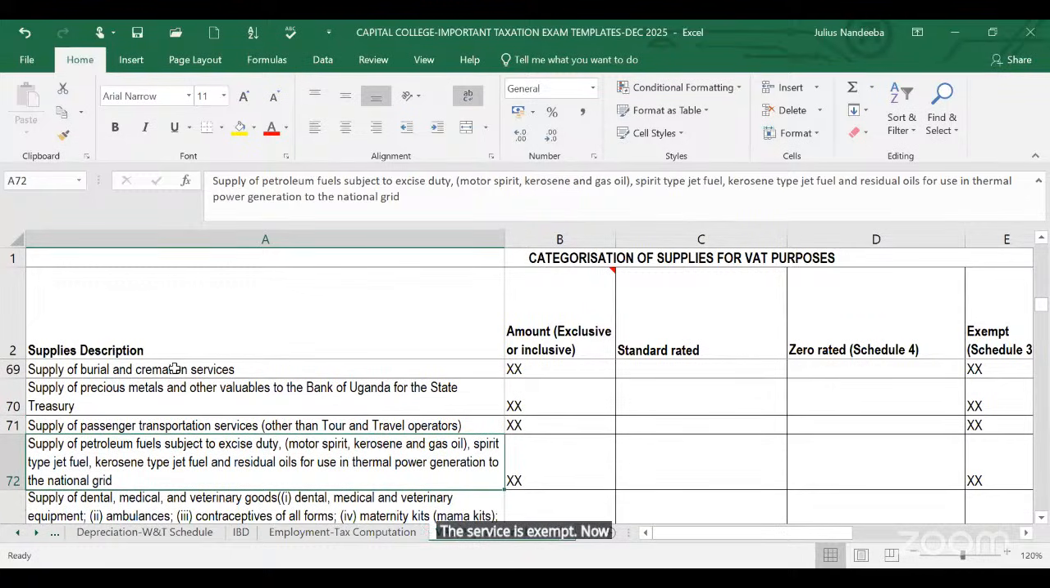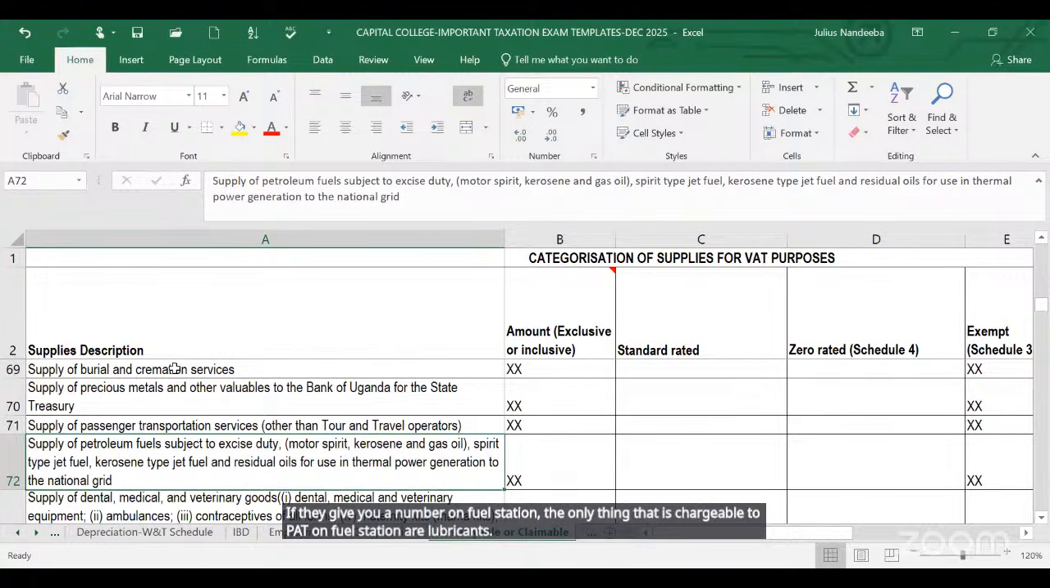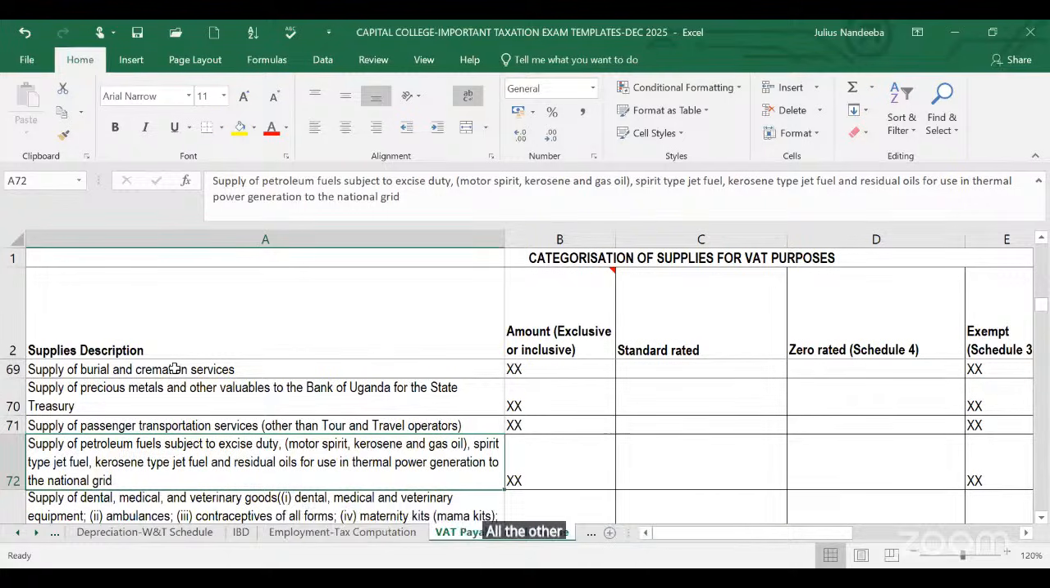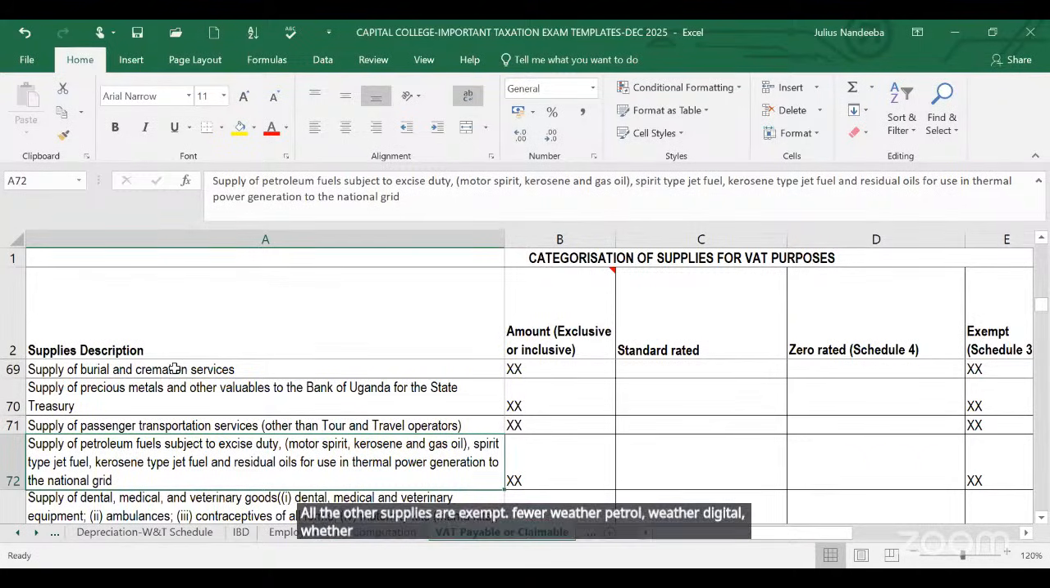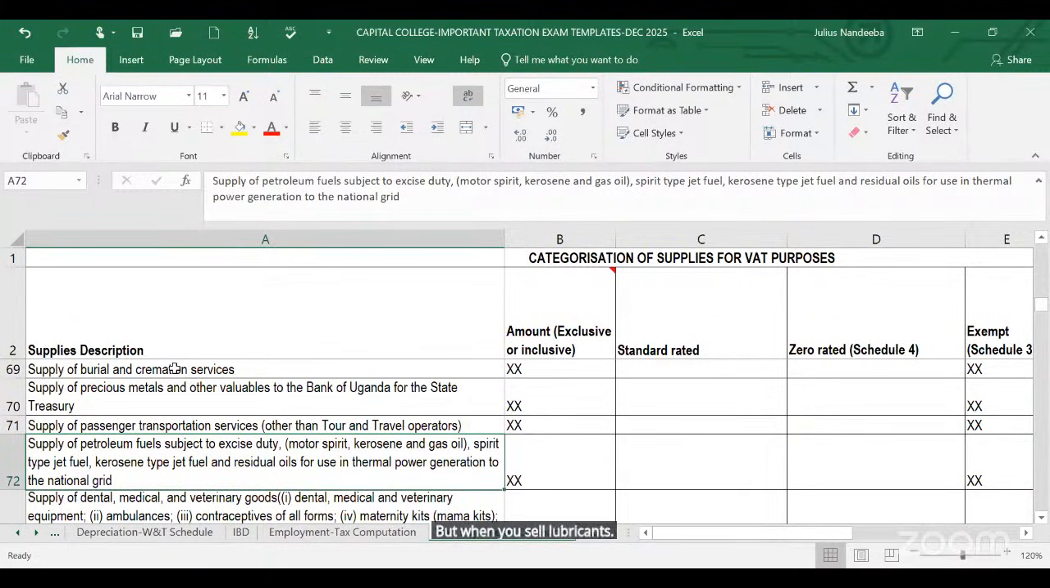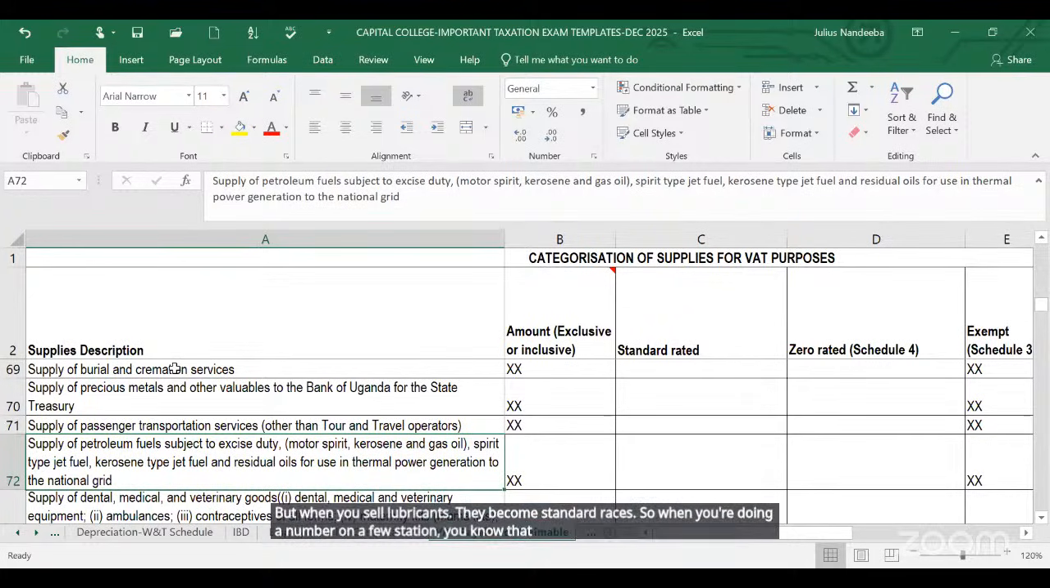Now, those of you who have fuel stations, if they give you a number on the fuel station, the only thing that is chargeable to VAT on fuel station are lubricants. All other supplies are exempt. Fuel, whether petrol, whether diesel, whether kerosene, all those are exempt. But when you sell lubricants, they become standard rated. So when you're doing a number on a fuel station, you know that lubricants are standard rated, all others are exempt.